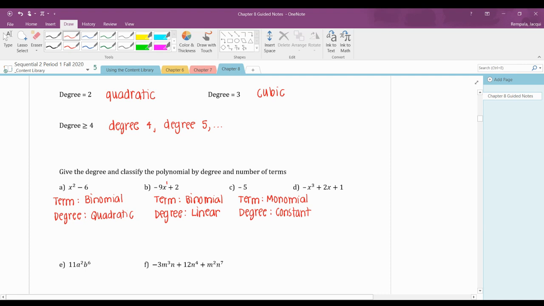If I look at part D, we've got negative x to the third plus 2x plus 1. None of those are like terms. I see three different terms. Well, three terms we call a trinomial. When I'm looking at the degree, I'm looking at the exponents. I see an x to the third, I see an x to the first, and then the last term doesn't even have a variable. So between a 3 and a 1 for my exponents, I want 3, which is the biggest number, and that is a cubic.